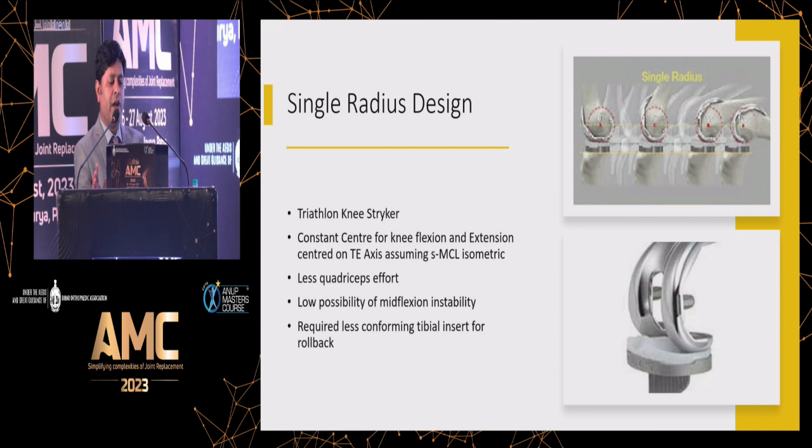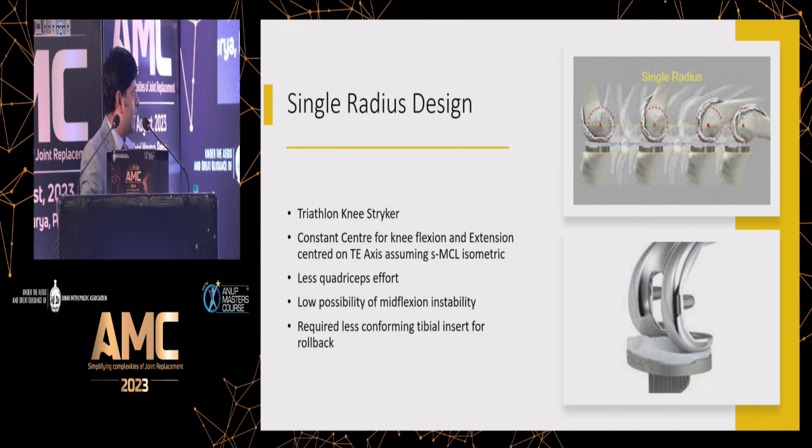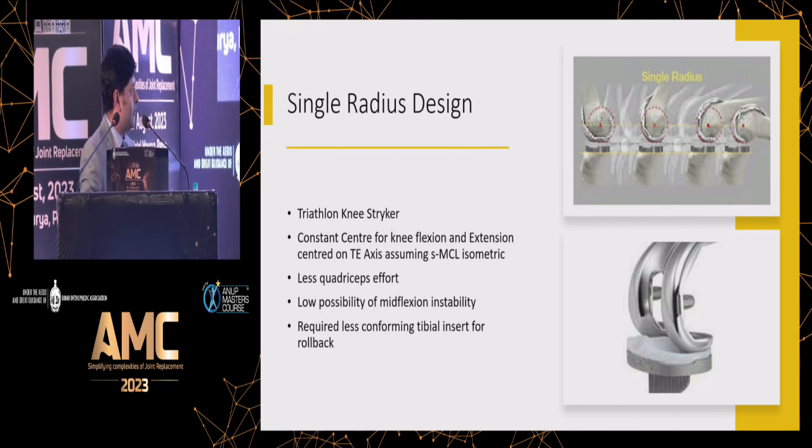So why is it called a single radius? It is called single radius because if we look at the radius of the knee from the front to the back, you have one single center. The center doesn't slide or shift backward, and therefore the radius remains constant.